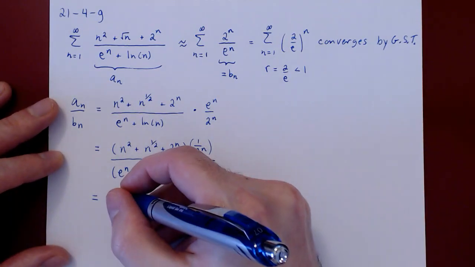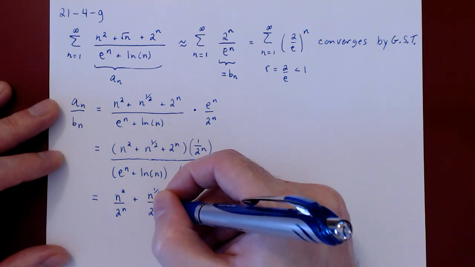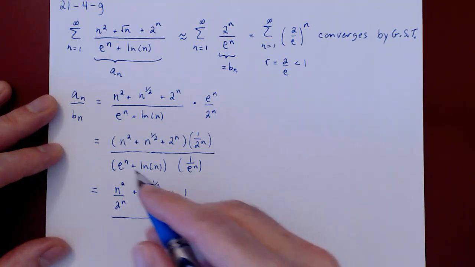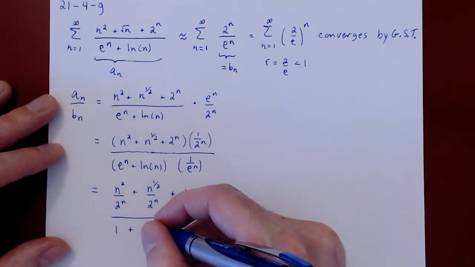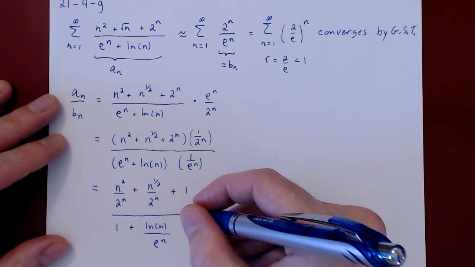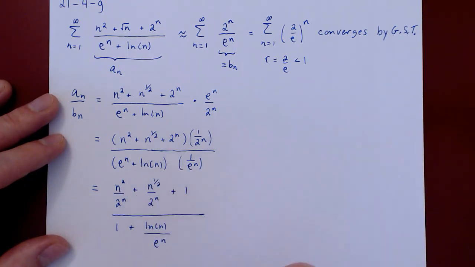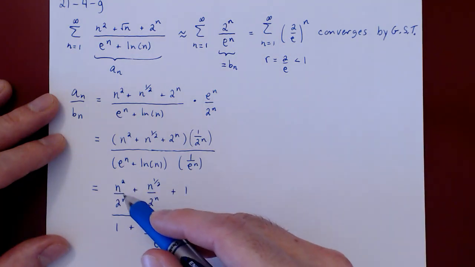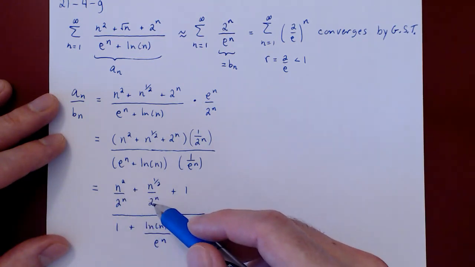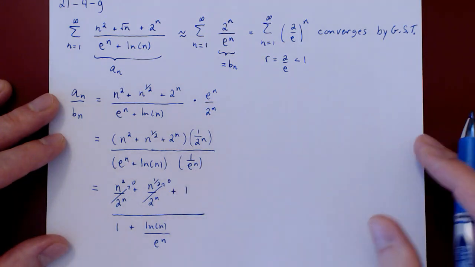So on the numerator, we will get n squared over 2 to the n plus n to the 1/2 over 2 to the n plus 2 to the n over itself, which is 1, over e to the n over itself, plus ln of n over e to the n. And now we can take full advantage of the hierarchy of functions. On the numerator, we have two positive powers of n. Both tend to infinity as n tends to infinity, but they are divided by, in each case, 2 to the n, an exponential function. The exponential function in each case is infinitely larger than the positive power of n, and by the hierarchy of functions, both of these therefore shrink to 0.